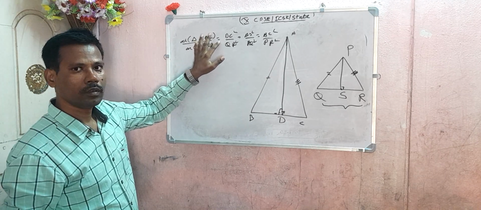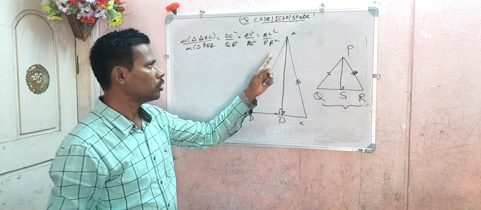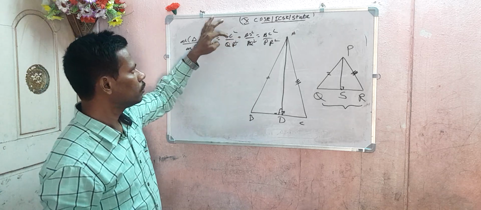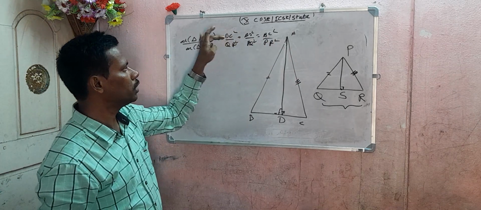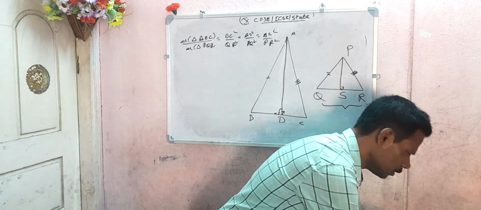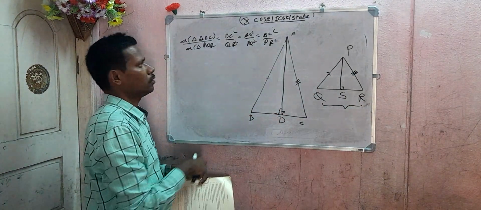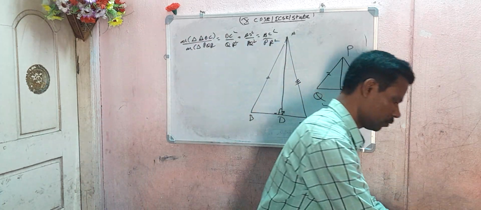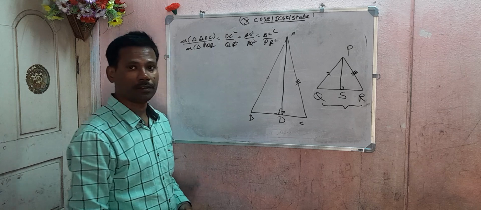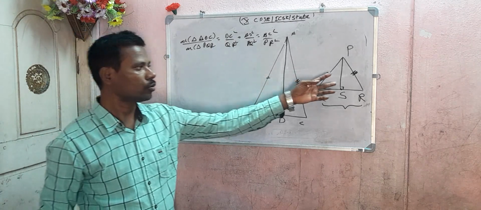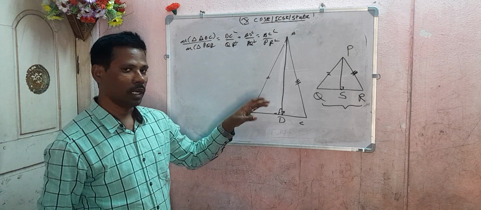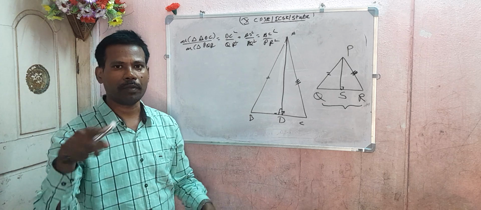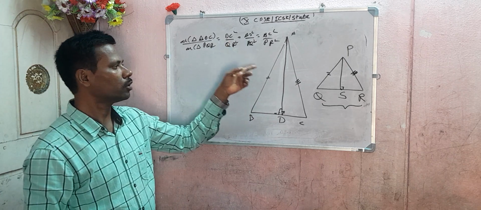The ratio of areas of two similar triangles is equal to the ratio of squares of any two corresponding sides. Any two corresponding sides means this side, BC by QR, any two corresponding sides of the triangle. Not only this side, you can say this side also, this side. Very important, and they may ask in exam: prove that the ratio of areas of two similar triangles is equal to the ratio of the squares of the corresponding sides. Any two corresponding sides, in parentheses you can keep, or squares of any two corresponding sides.